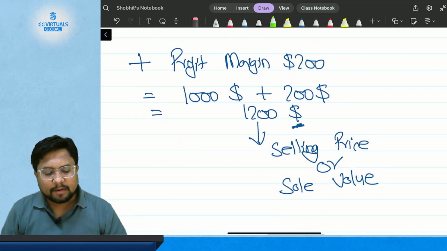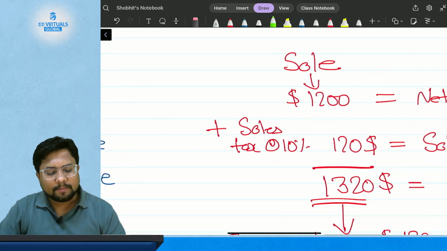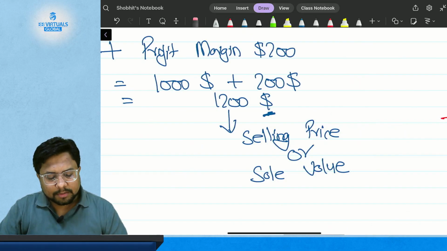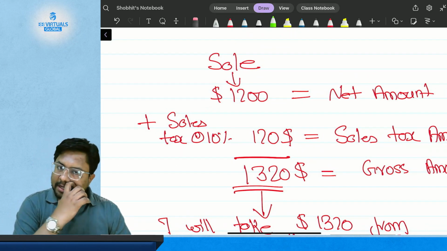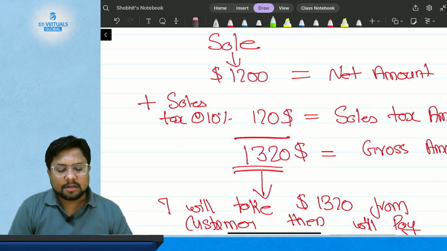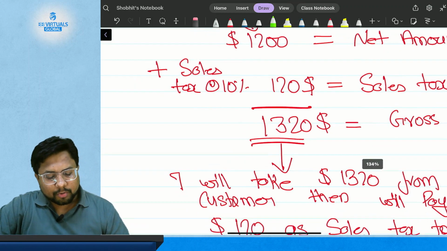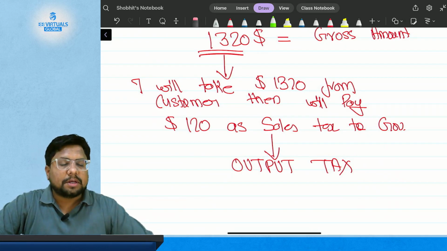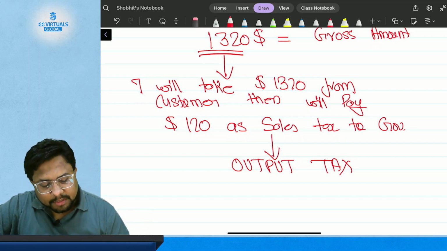Now what happens? You added a margin of $200. So your selling price becomes 1200. Now you are selling goods at $1200. So again sale tax will be charged on the sale. So your total price becomes 1320. So you will take $1320 from the customer and then pay $120 to the government as output tax. So this is your output tax, that is $120.